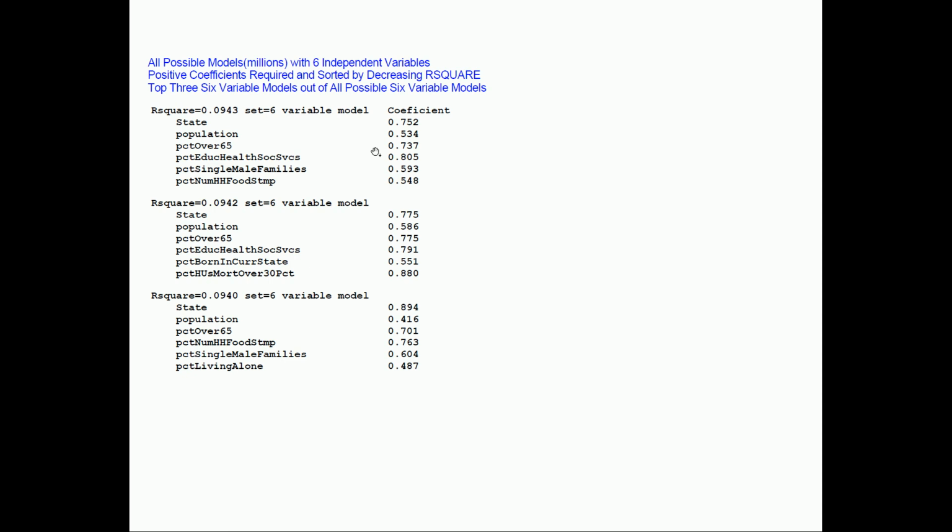Now, one thing I do that I don't know if other people do, is nowadays computers are so fast and so powerful that I tend to look at all possible models. It actually doesn't look at all of them. It makes a decision when the R square is dropping to a certain amount that it will not continue to look at combinations. But I tend to look at the top 1,500 of all possible 6 variable models.